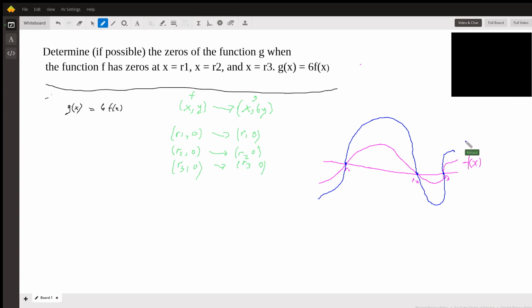And that would be your g of x. So that's all that's going on here. It's just a vertical stretch. And once you realize that, you can answer the question.